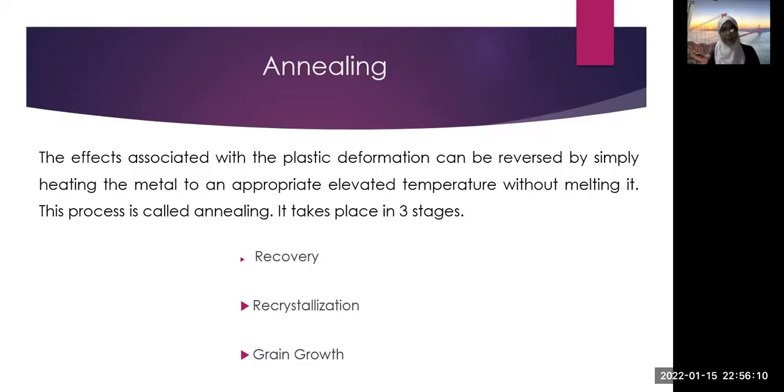In simpler terms, anything which is done to reverse the strain hardening which has taken place to bring about that wrought alloy, you call annealing, and you do it by simply heating it to an elevated temperature without melting. When you do this heating, the reversal takes place in three stages. First is recovery, then recrystallization, and then grain growth. So these are the three stages in which annealing takes place.